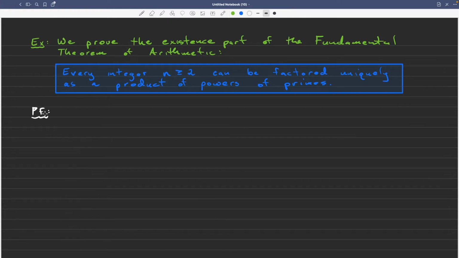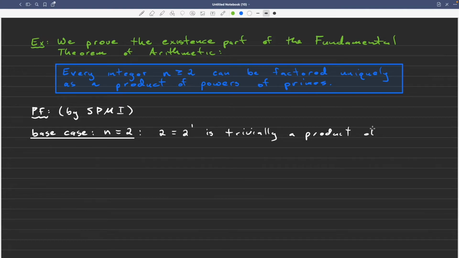So let's do that. Since the integers we're considering start at 2, 2 will be our base case, right? Because of the nature of how this proof works, I won't have to establish several base cases, I just need to do n equals 2. Okay, well, 2 equals 2 to the 1 is trivially a product of powers of primes, since 2 itself is prime. So anytime a number is prime, it's not really a product, but I suppose you can think of just the number itself as a trivial product.